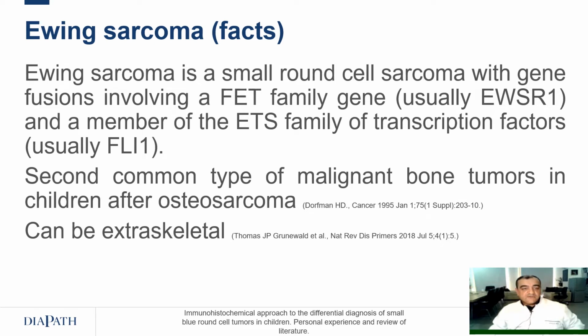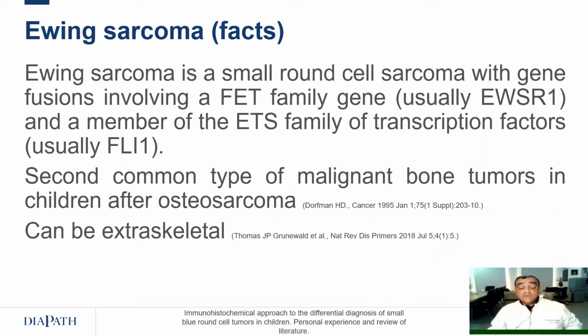So, Ewing sarcoma facts. Ewing sarcoma is a small round cell sarcoma with a specific gene fusion involving the Ewing sarcoma gene, the translocation of the Ewing sarcoma gene, and the fusion with one of the members of the ETS family transcription factor genes, usually FLI1. More than 90% of cases of Ewing sarcoma are characterized by the EWSR1 and FLI1 fusion gene. Another 10% of cases are characterized by the fusion of the Ewing sarcoma gene with the ERG gene.